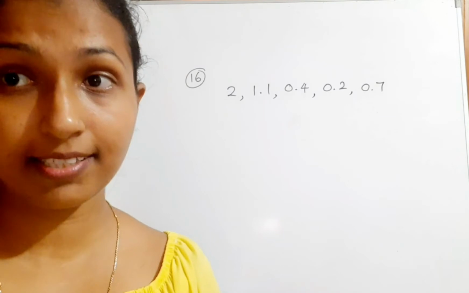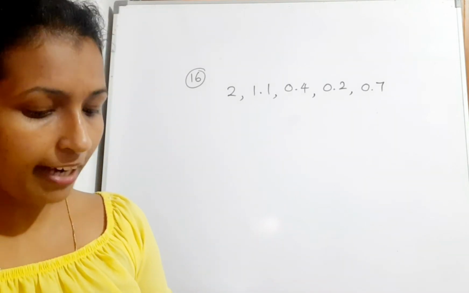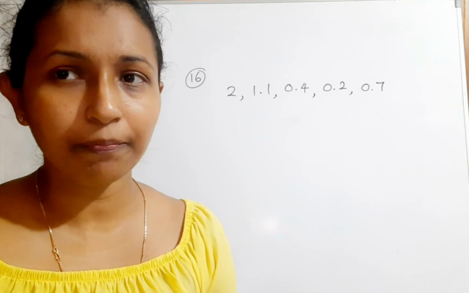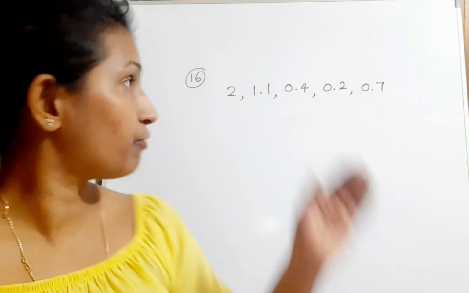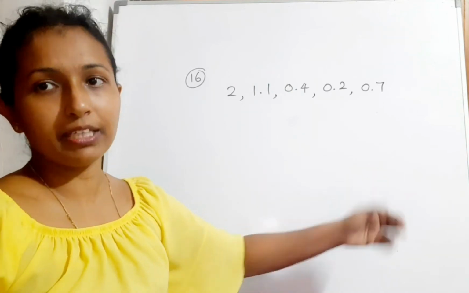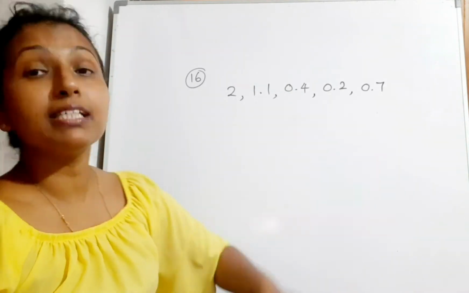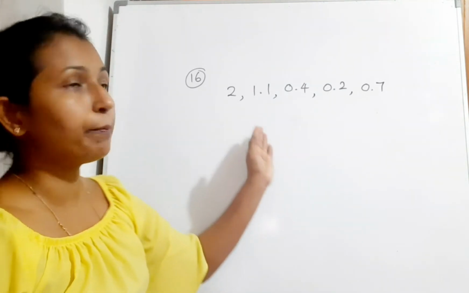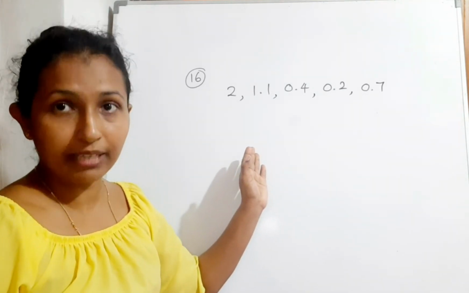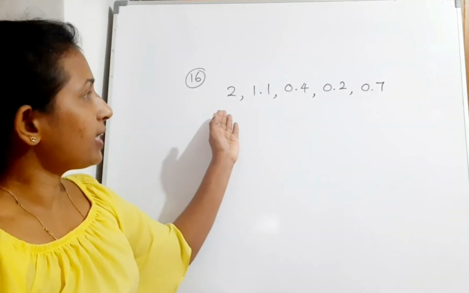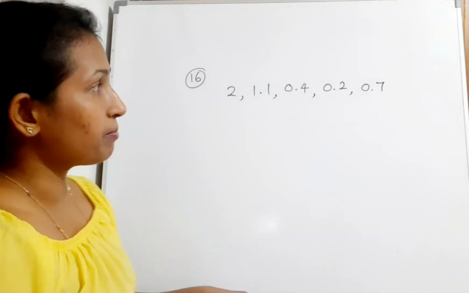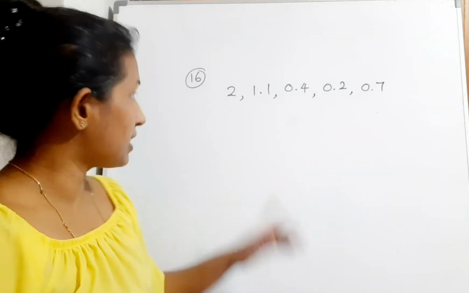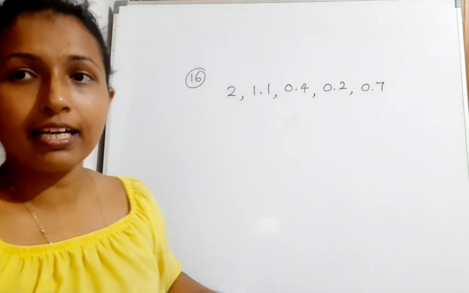Let's move to the 16th. Write down the numbers in descending order given below. What do you mean by descending order? Yes, descending order means from the largest to the smallest number. Here, the decimal numbers are there. Then how to compare decimal numbers? First, you have to compare the place values. What are the place values represented in those numbers? Ones place and the first decimal place. Only the ones place and the first decimal place are there.